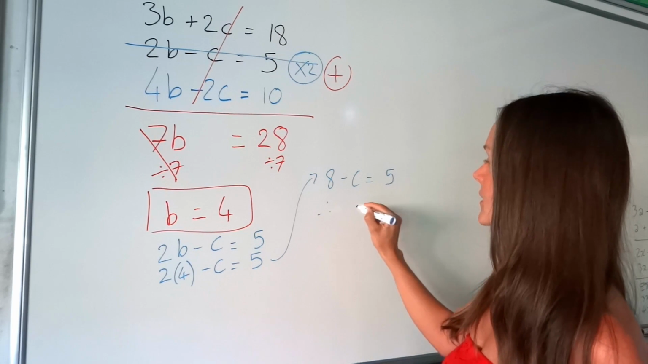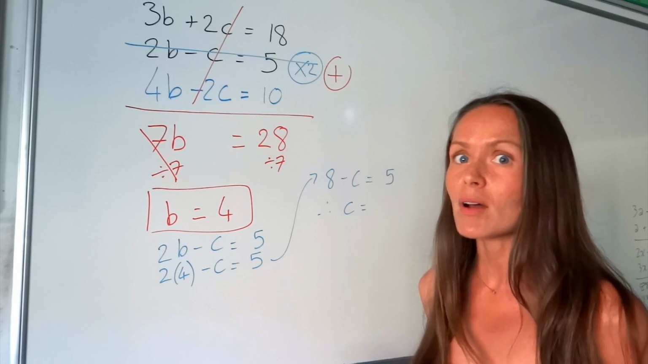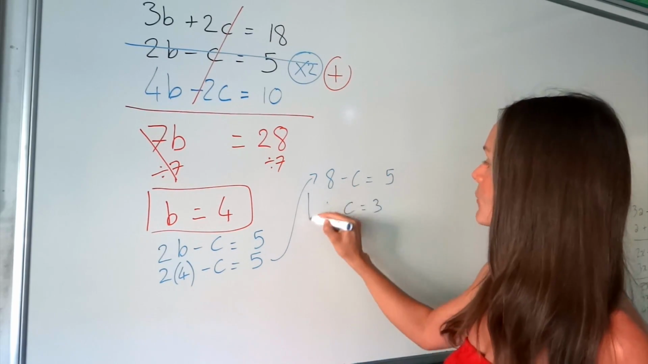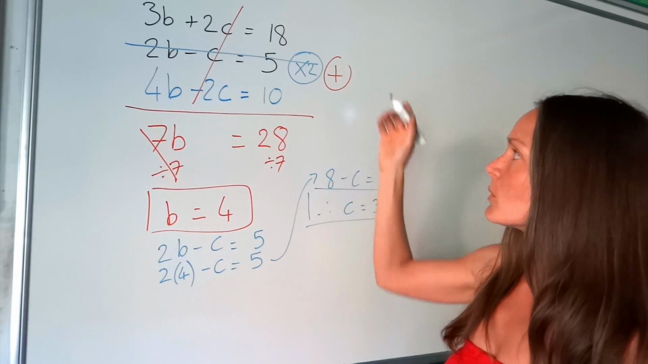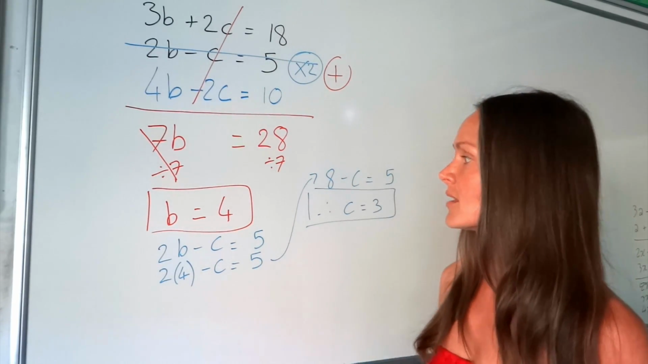This one's quite easy to work out. 8 minus something is 5, well that something must be 3. So I've worked out the value of C as well. So we've solved our first example of a simultaneous equation. Let me get another one.